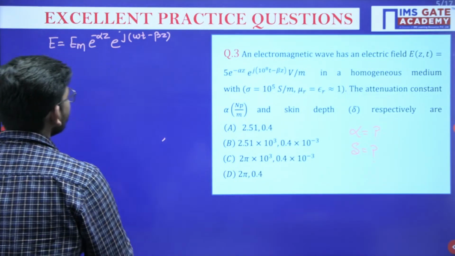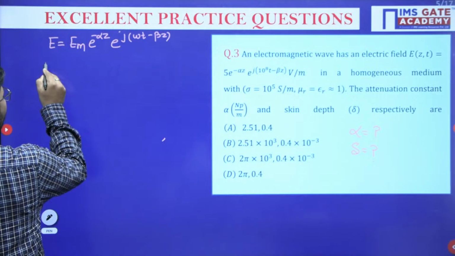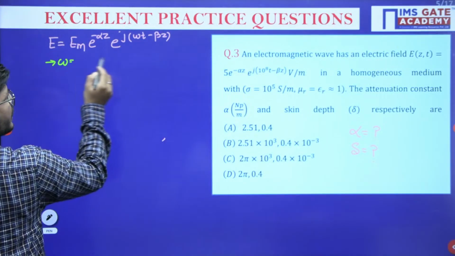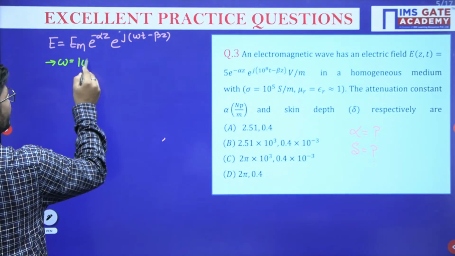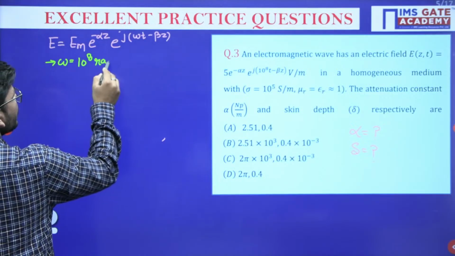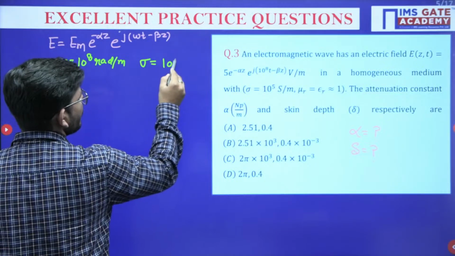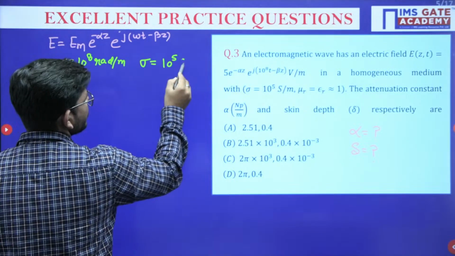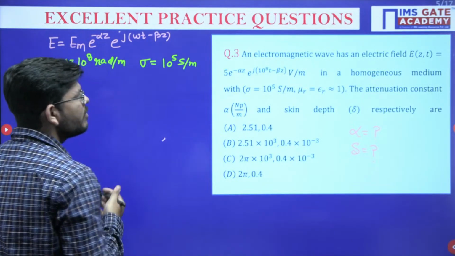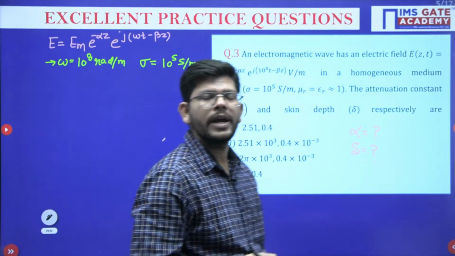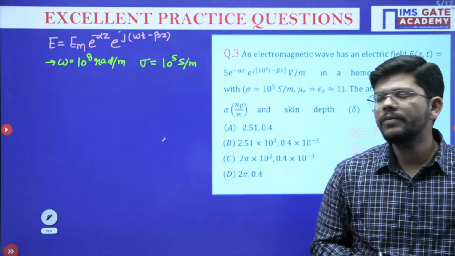Now as you can see here, what will be the value of omega? So if we compare both the equations, the value of omega will be 10 to the power 8 radian per second, and sigma is 10 to the power 5 Siemens per meter, and mu r and epsilon r are equal to 1. Okay, so first of all, we have to find the ratio.